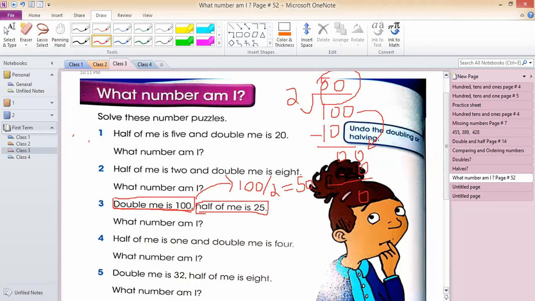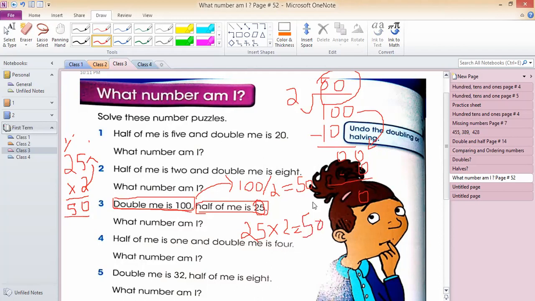So find out the double of the answer. 25 in doubles, you multiply by 2. Multiply by 2 equals to what? You can check here. 25 multiply by 2. 2 times 5, 10. 0 here, 1 you regroup. 2 multiply by 2, 4. 4 plus 1, 5. So it is also the same. That means the number is 50.